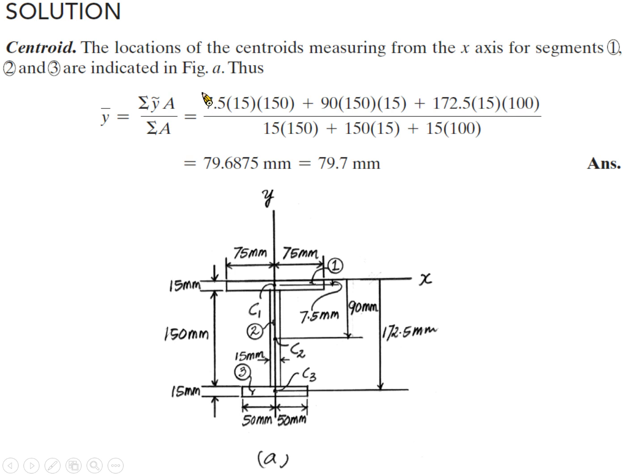Okay, so the summation of the moment of area is already worked out. So divided by the summation of area, which is this one, we can work out roughly the centroid for the y value is about 80. Okay, so we work out 80. Okay, 80 is roughly here.